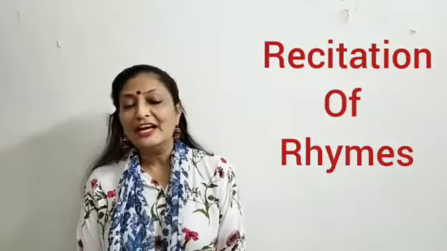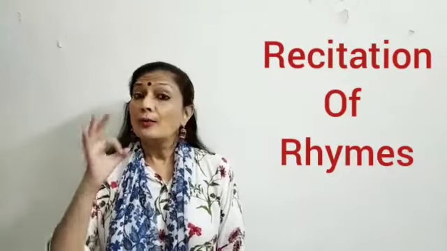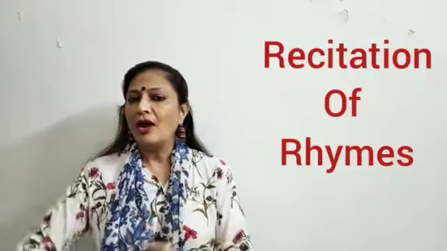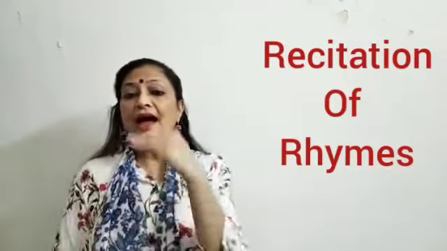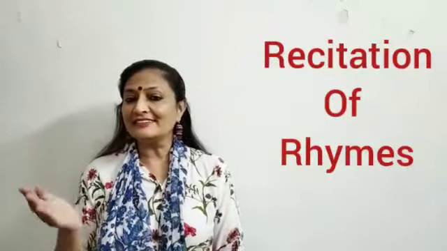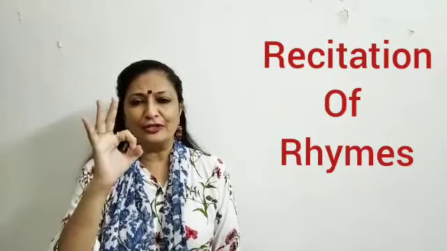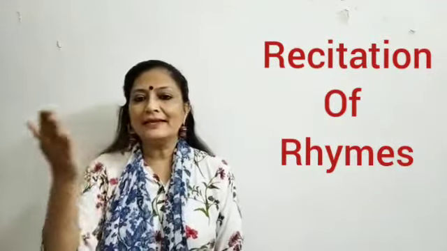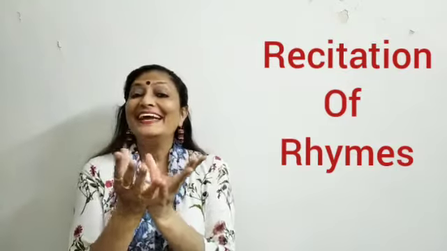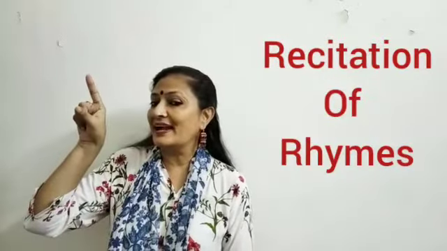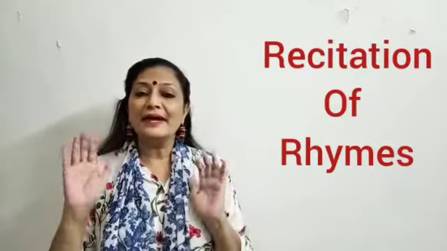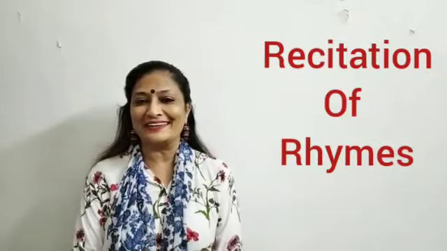Children, now we will revise all the poems which you have learnt earlier. Let us begin with the poem All Things. All things bright and beautiful, all creatures great and small, all things wise and wonderful, the good Lord made them all. Each little flower that opens, each little bird that sings, He made their glowing colors and He made their tiny wings.